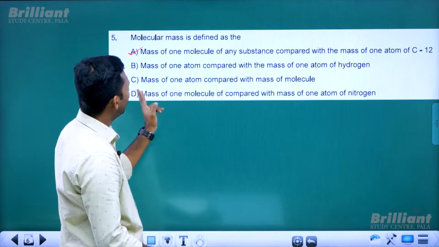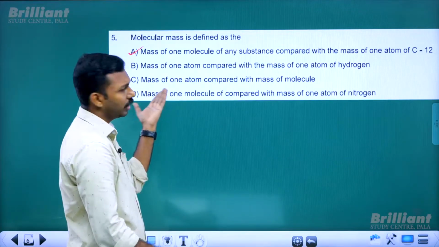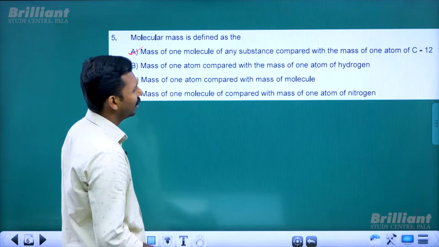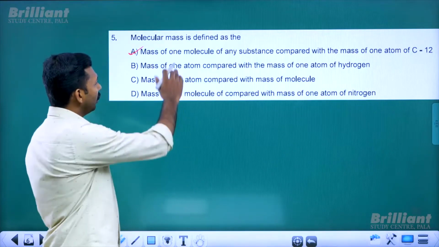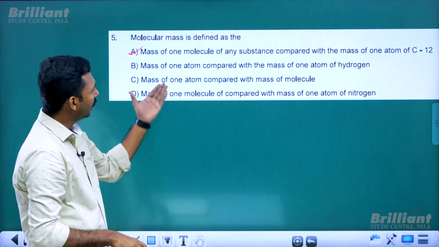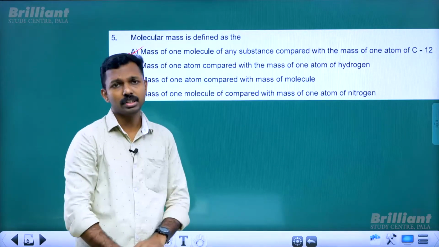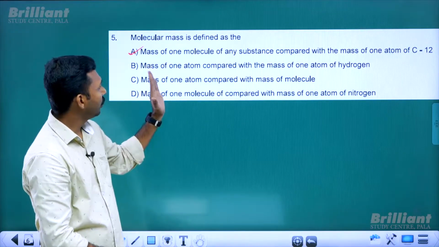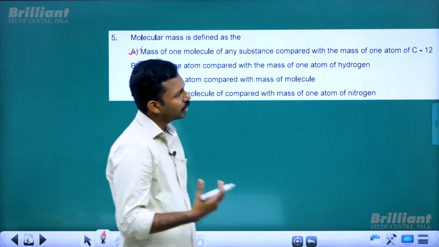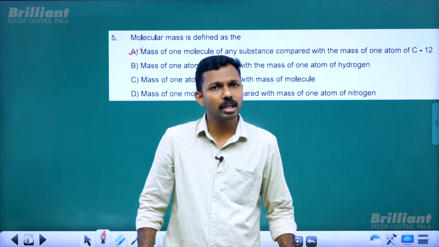That is not correct. Mass of one atom compared with the mass of a molecule, that is also not correct. It is clear. Mass of one molecule compared with the mass of one atom of nitrogen. So all these three statements are definitely incorrect, because they are asking about atomic masses or they are comparing with elements other than carbon 12. So in the first option only, the mass of one molecule of any substance is compared with the mass of one atom of carbon 12, or actually it is 1/12 mass of one carbon 12 atom.